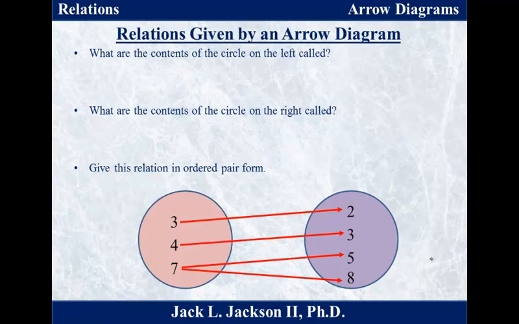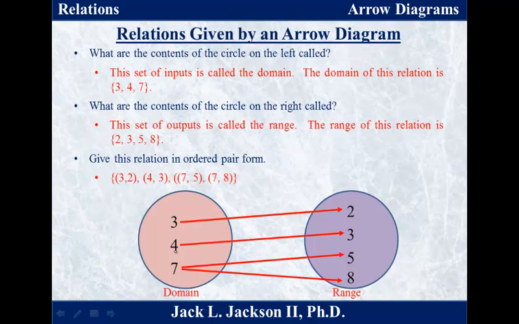So here's a couple of questions for you, 3 questions. What is this set on the left called? The contents of this kind of pink circle on the left. And then what are the contents of this purple circle on the right? What's that called? And then write this out as a set of ordered pairs. Okay, go ahead and press pause and do that now.